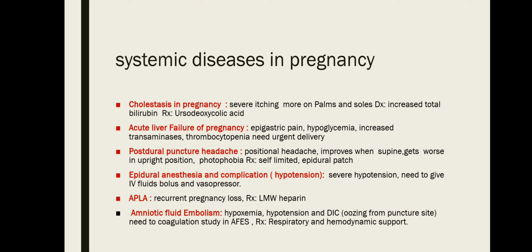Now, in acute fatty liver of pregnancy, there is severe epigastric pain with hypoglycemia, thrombocytopenia, and increased levels of transaminases. This is an emergency situation. The patient has decreased blood glucose level, severe pain, and thrombocytopenia. So we need to do urgent delivery in this case, to avoid fetal distress or any other harm to the mother.